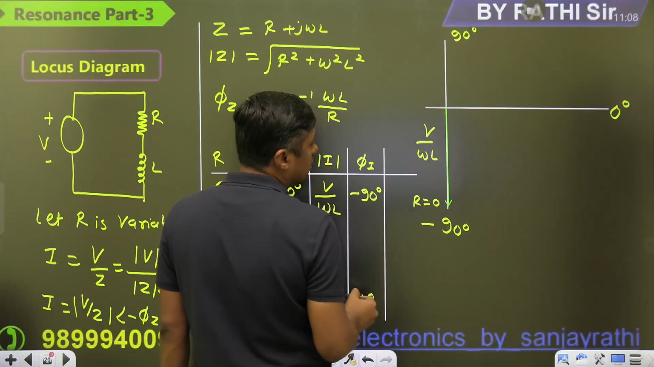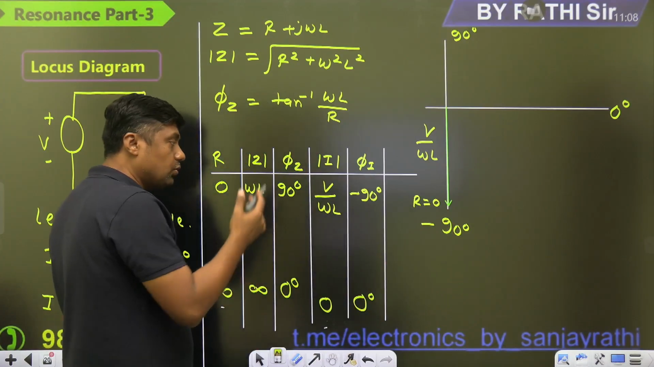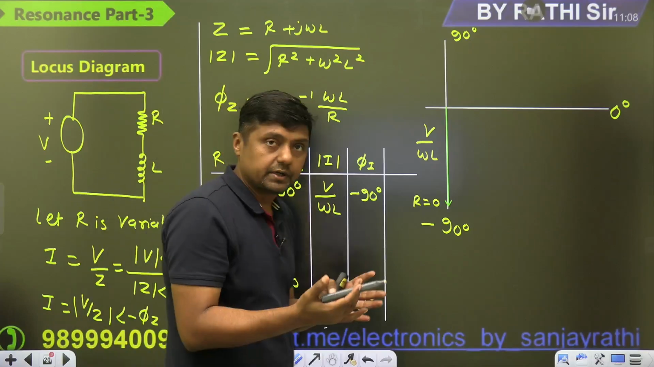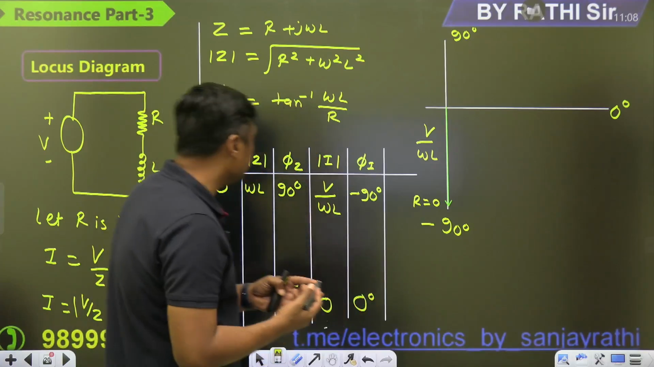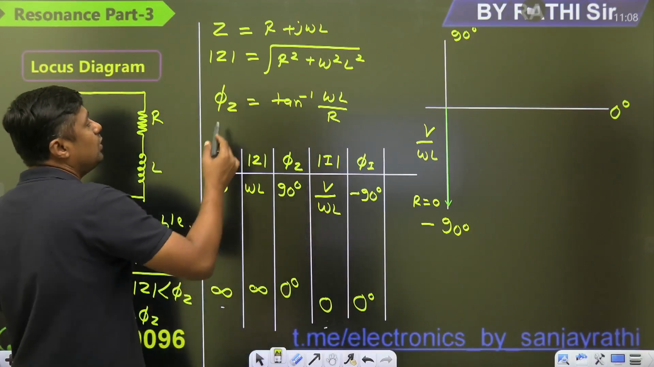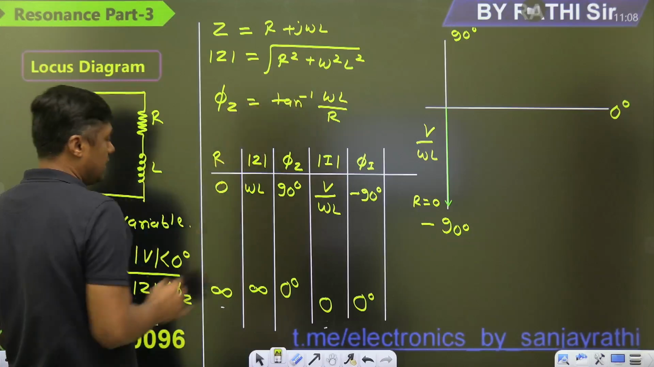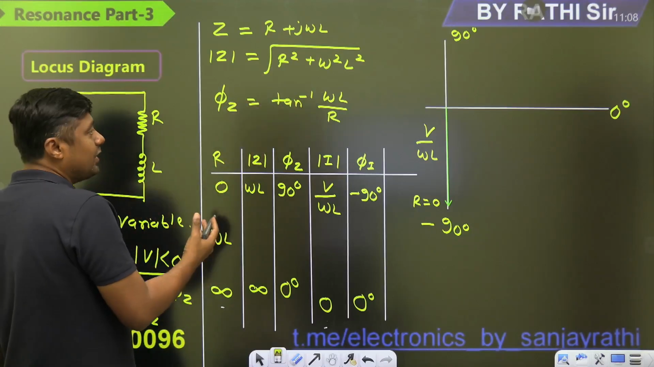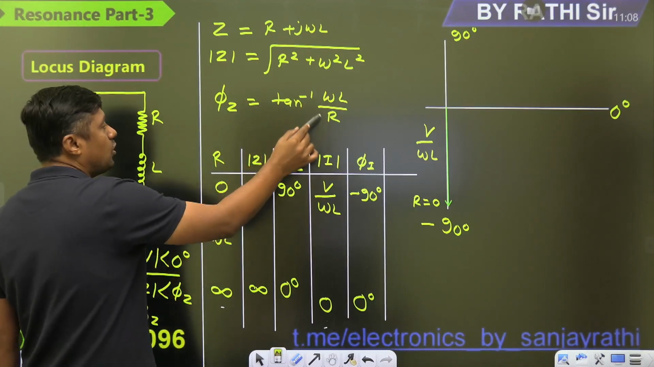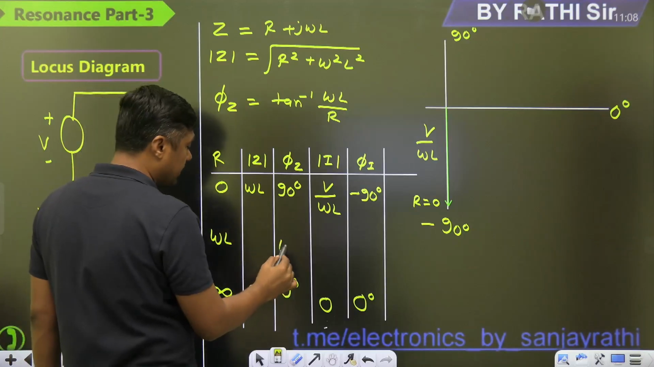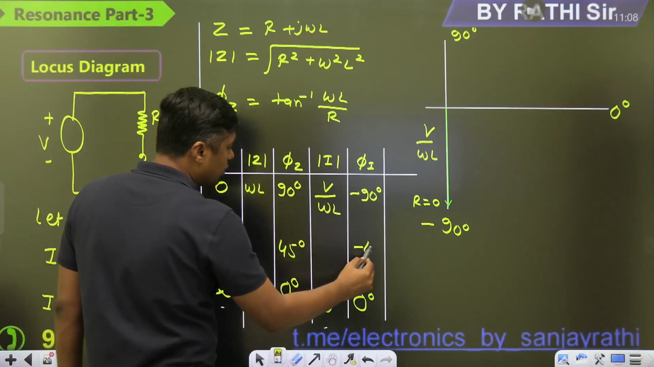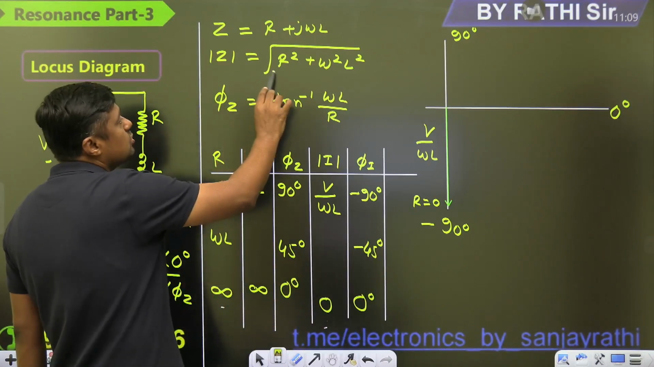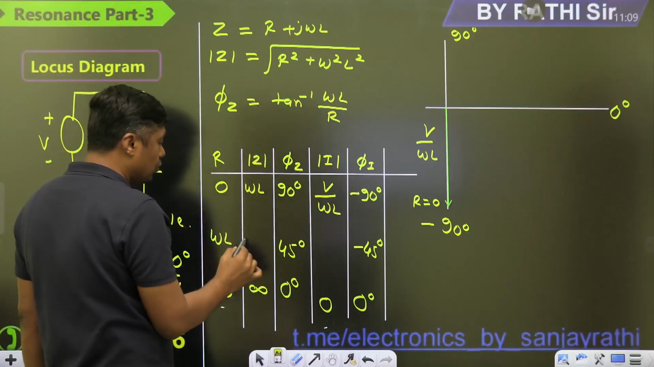0. Now you can draw a semicircle, but what is the angle? From minus 90 to 0, means it is in the fourth quadrant. If you want to verify one thing, you can put the value of R equal to omega L. So omega L upon omega L will become minus 45 degree. Again, the angle is negative. And that impedance, it is also omega L, it will become root 2 times omega L.